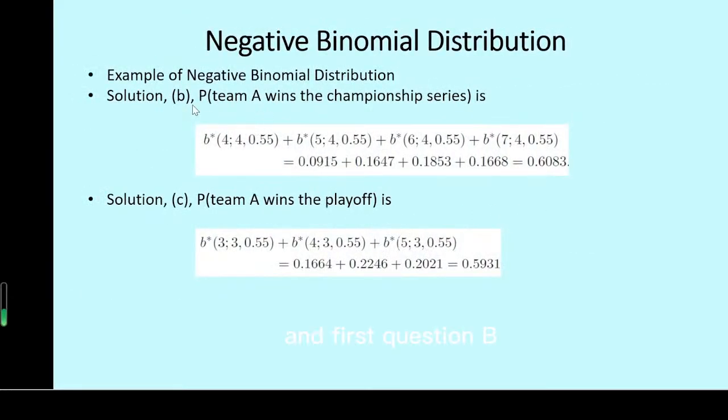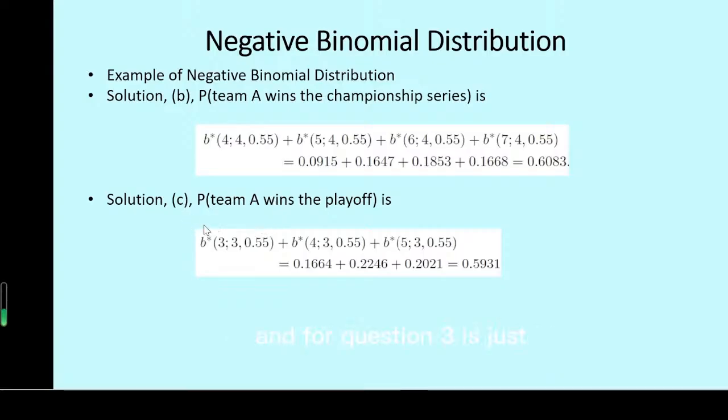And for question B, the championship series for team A is the union of negative binomial events with 4, 4; 5, 4; 6, 4; and 7, 4. Because team A can win the series 4-0, which means 4, 4, and 4-1 also wins, and 4-2 also wins, and 4-3 also wins. So we just add all these event probabilities, and each of them is a negative binomial, right?